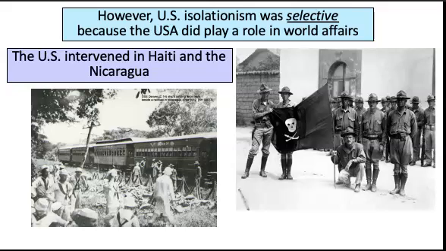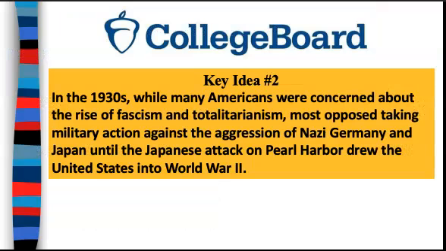Leading us to key idea number 2. In the 1930s, while many Americans were concerned about the rise of fascism and totalitarianism, most opposed taking military action against the aggression of Nazi Germany and Japan, until the Japanese attack on Pearl Harbor drew the United States into World War II.